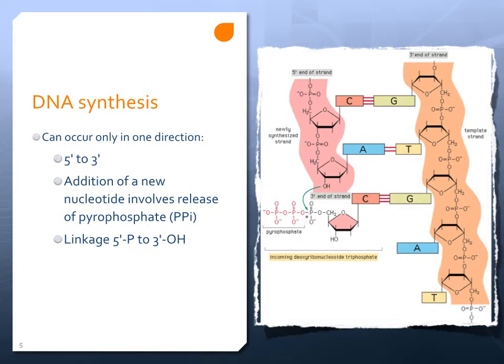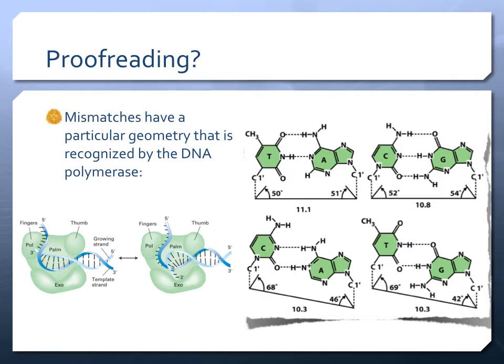the growing strand. So we said previously that the DNA polymerase can proofread. How does it do that? It is relatively easy for the DNA polymerase to recognize that there is a mismatch, because a mismatch will in every case create a distortion in the strand.